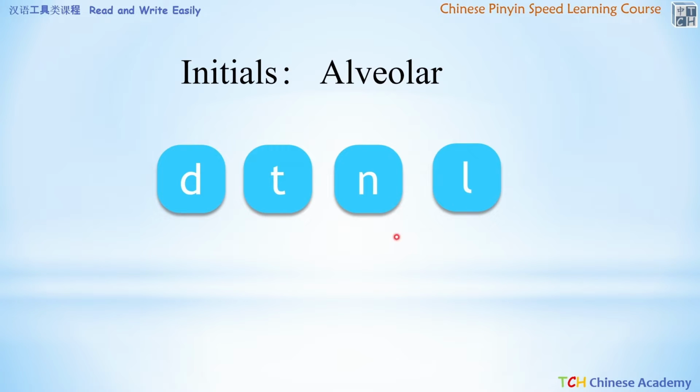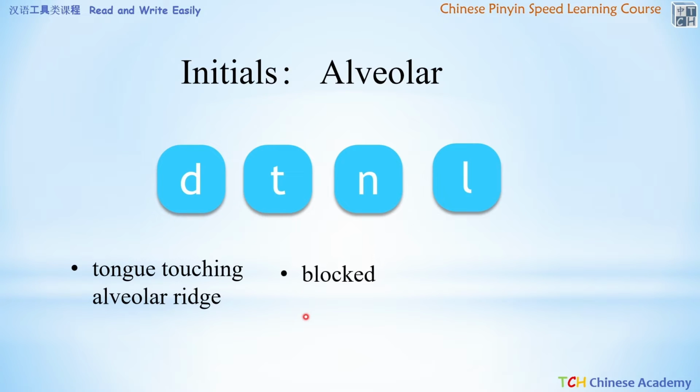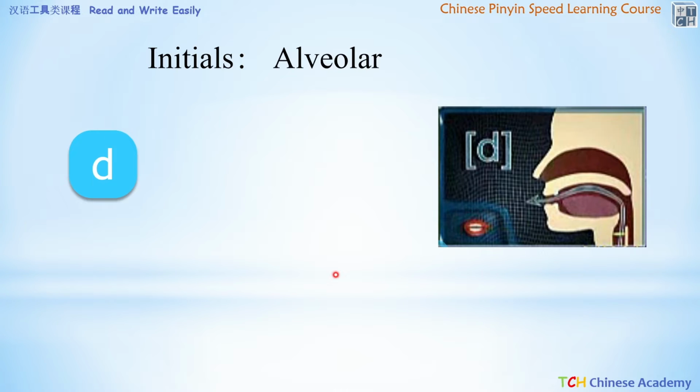We group these four pinyin together as alveolar because when these alveolar sounds are produced, the tip of the tongue needs to touch the alveolar ridge. And by doing so, the air is blocked. And then drop the tongue to let the air out. These alveolar sounds are released. Well, let's look at the first alveolar initial.